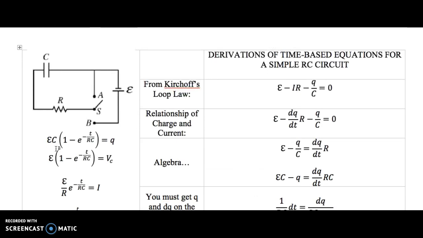When you're discharging the capacitor, that would be when the capacitor is charged up to a certain extent and you flip the switch from B to A. Some things are going to change when we do that. So if you again want to pause the video and see if you can predict what's going to happen, go for it.